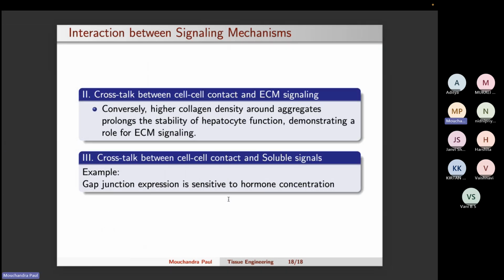Similarly, if the collagen density is very high around the aggregates, then it also prolongs the stability. It means this hepatocyte function will be very stable for a longer period of time. This shows how the collagen is in turn positively influencing the functioning of the cell aggregates.